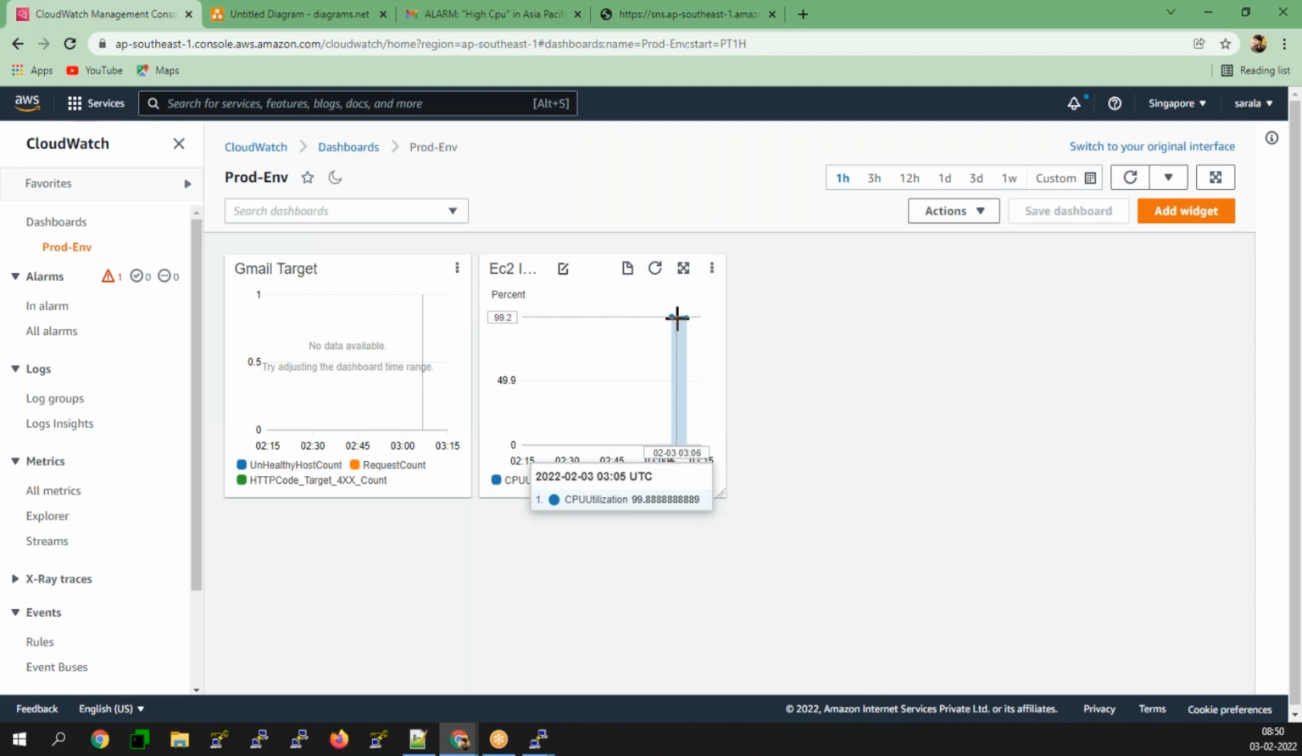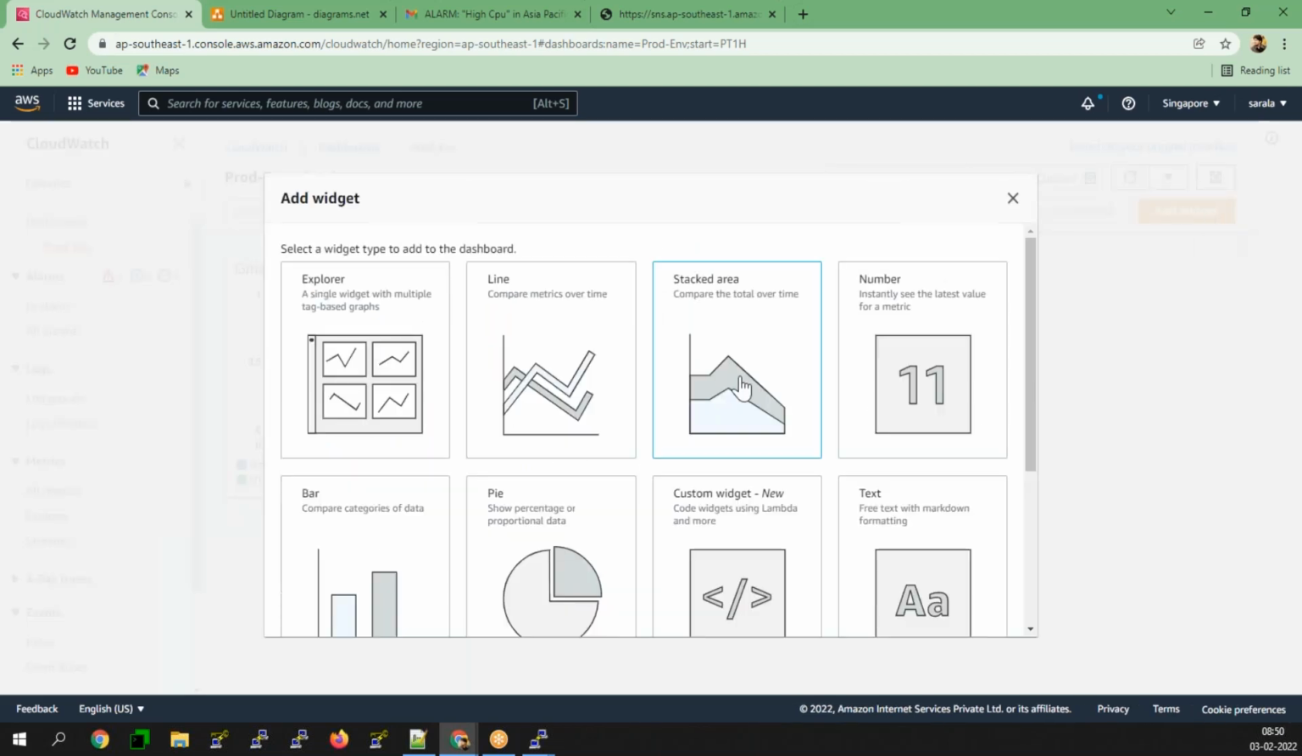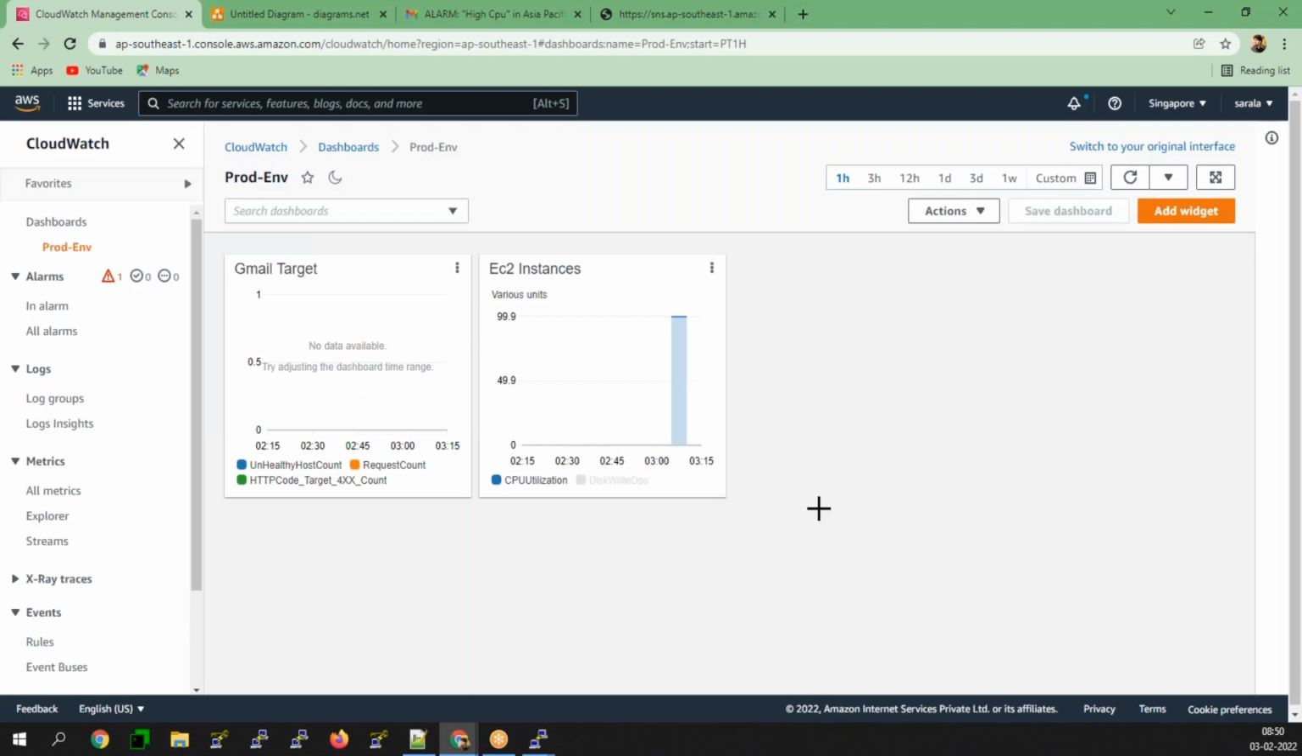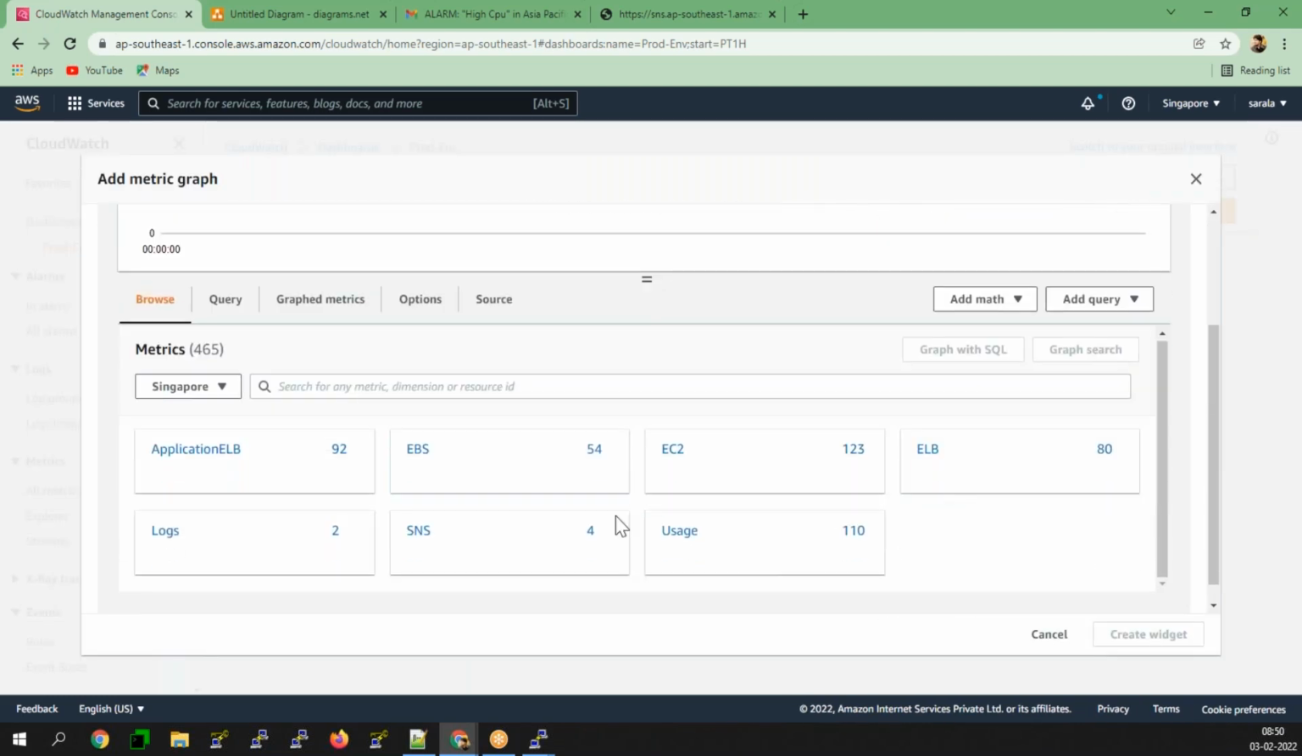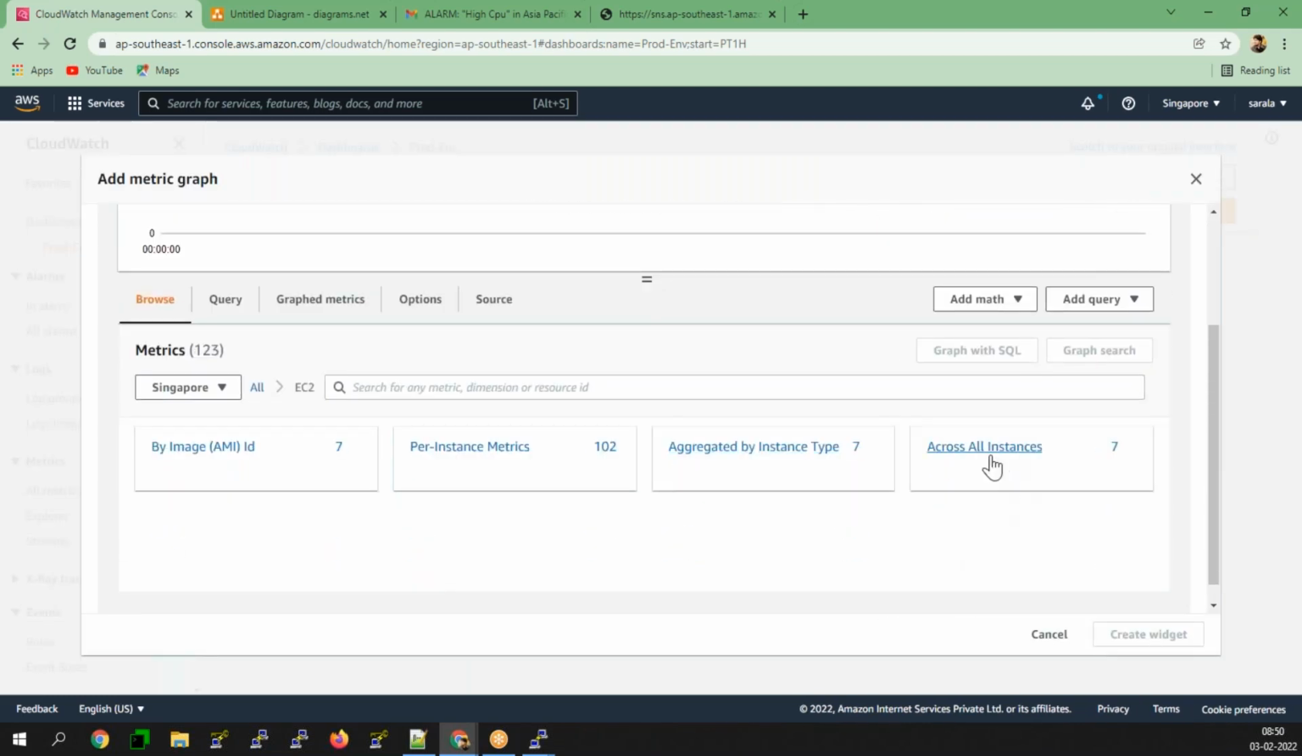Is this the cumulative of all instances? Yes, this is cumulative for all instances. Good question, because I selected across all instances for EC2. If you want specific instances, per-instance metrics, you need to go with this one. Let's say you have dependencies on some production app-based instances, you need to go for this.